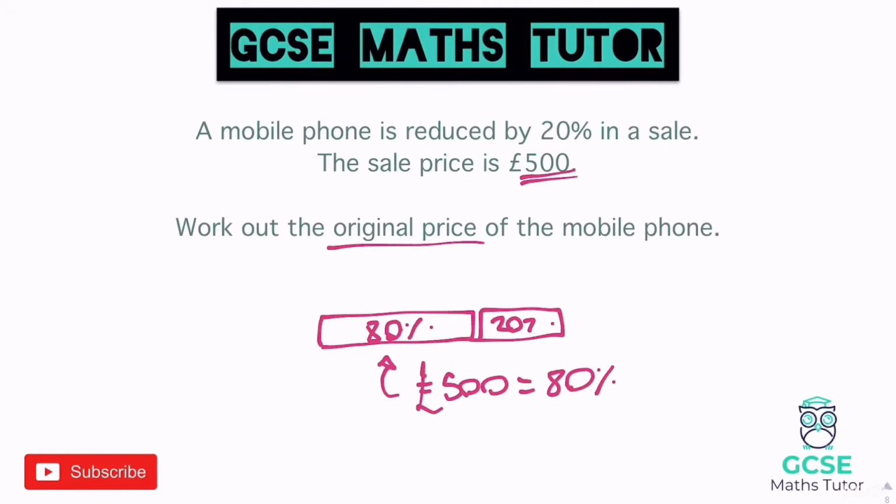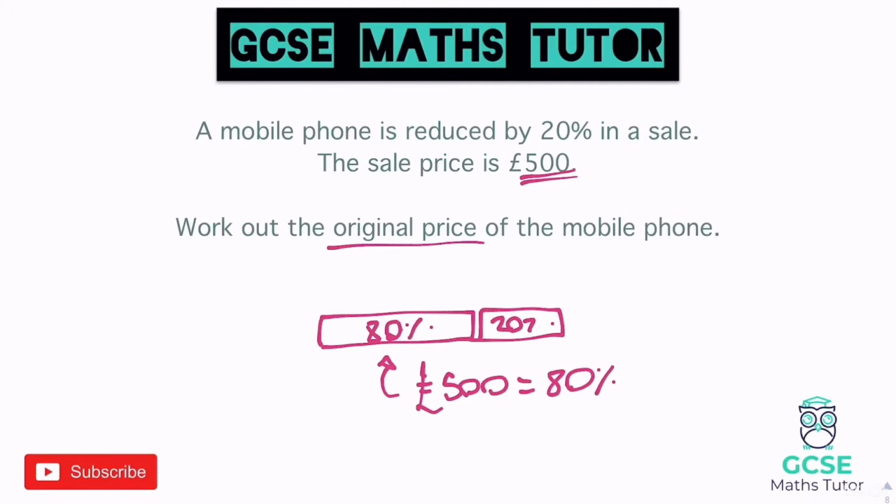Now we don't want to know what 80% is, we want to know what 100% is. So I just need to think, how do I actually turn this back into 100%? So if we've got a calculator, this is nice and easy because we can divide that by 80, which will give us 1%. And if we do that on a calculator, 500 divided by 80 gives us £6.25.